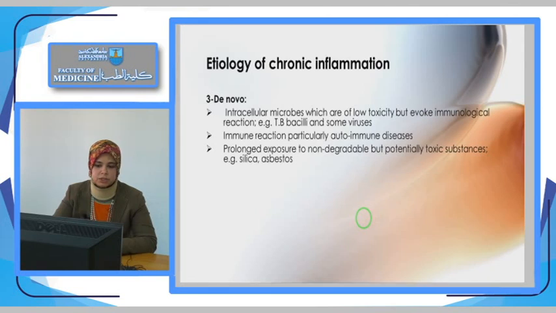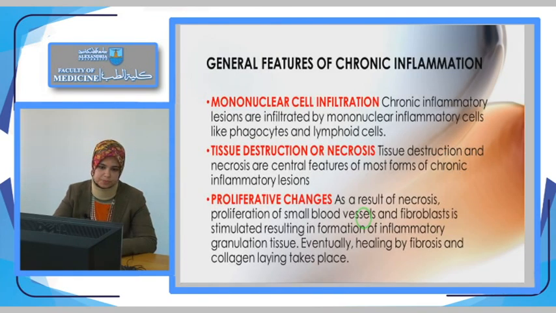Immune reaction, particularly in certain autoimmune diseases, and we will cover this in detail in the immunology lectures. Prolonged exposure to non-degradable but potentially toxic substances, like silica and asbestosis. So all these are situations where chronic inflammation may happen from the start, named de novo chronic inflammation.